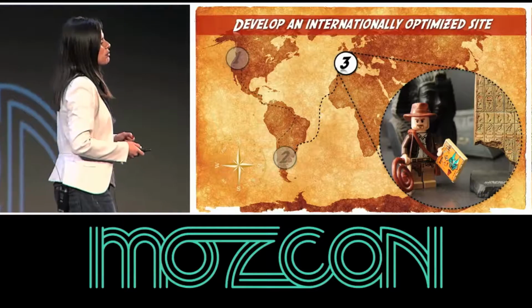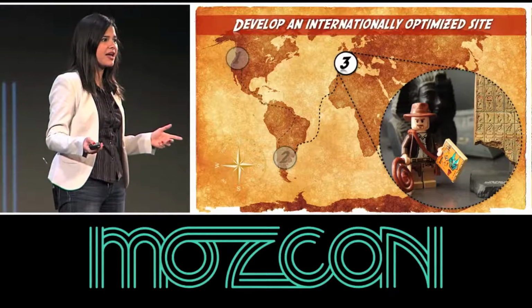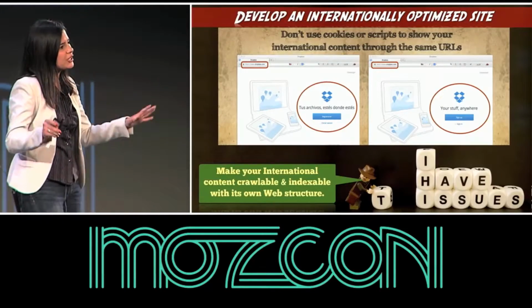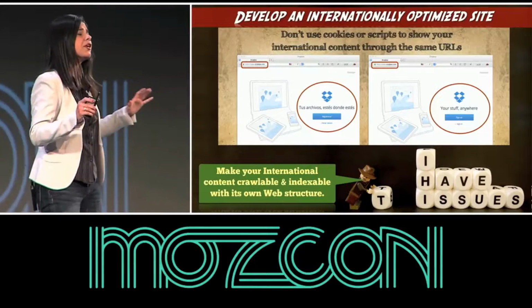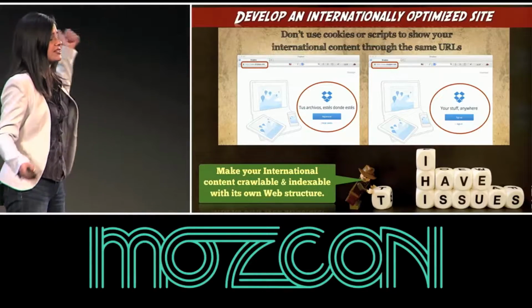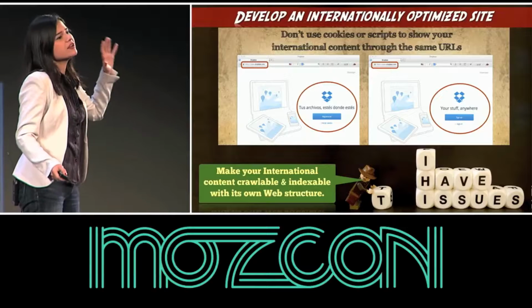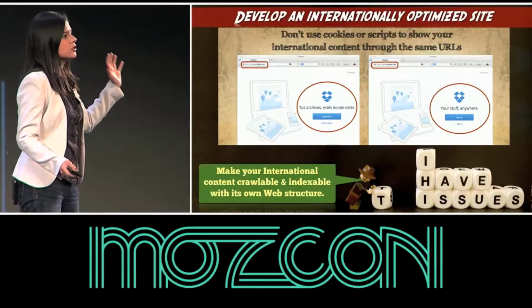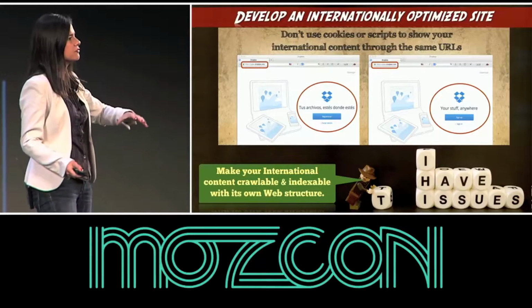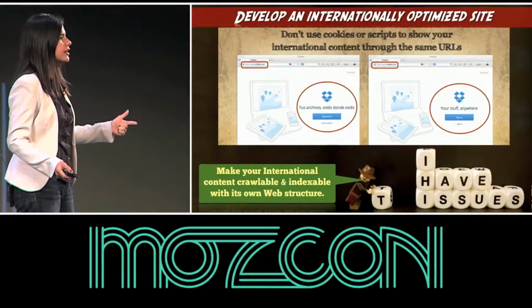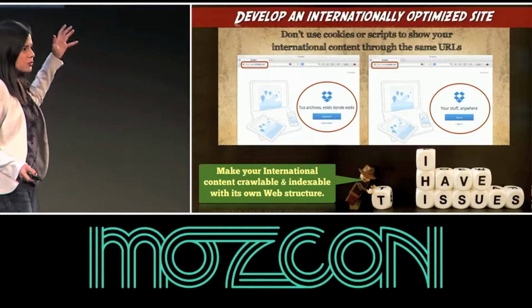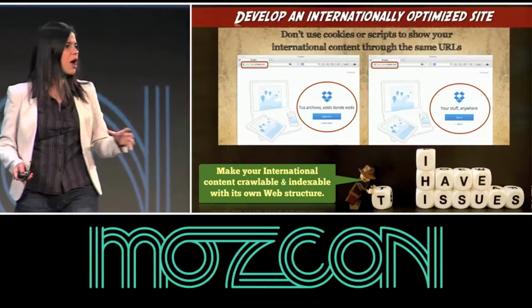And now is the time to develop an internationally optimized site. The first thing to take into consideration here is very, very important and fundamental to comment. You can see the Dropbox site here. Don't show your non-English version, your international versions, whether language or country targeted, through the same URLs. Your international versions need their own web structures.